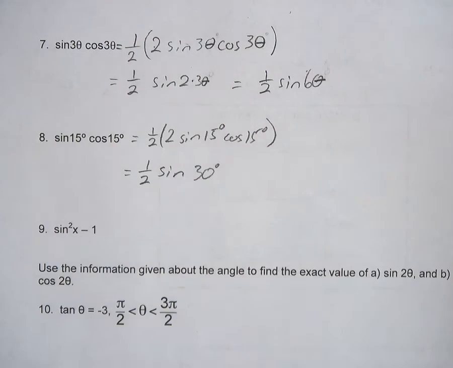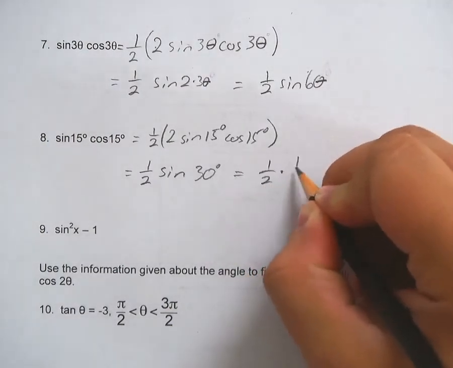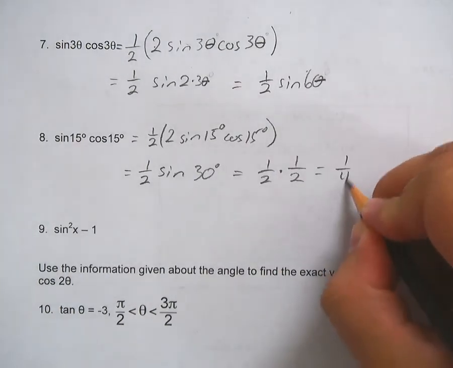And the sine of 30, we can simplify this one. Anytime I give you an angle, you can actually simplify it. So sine of 30 is 1/2. 1/2 times 1/2, which is 1/4.